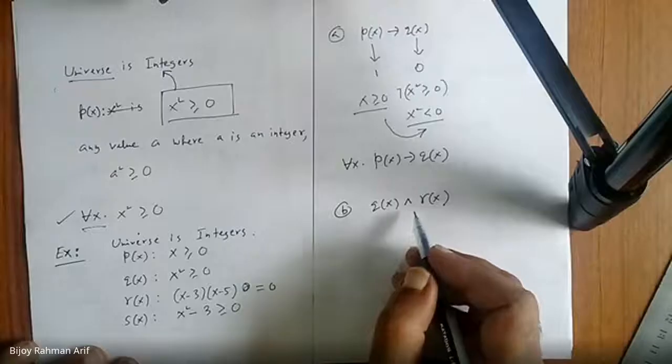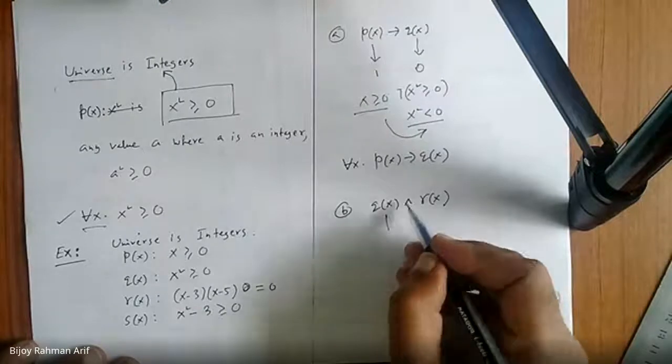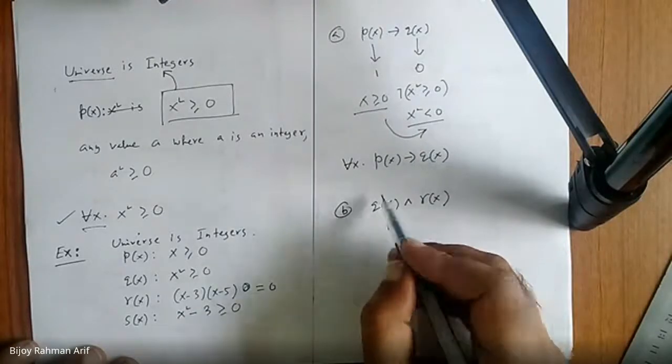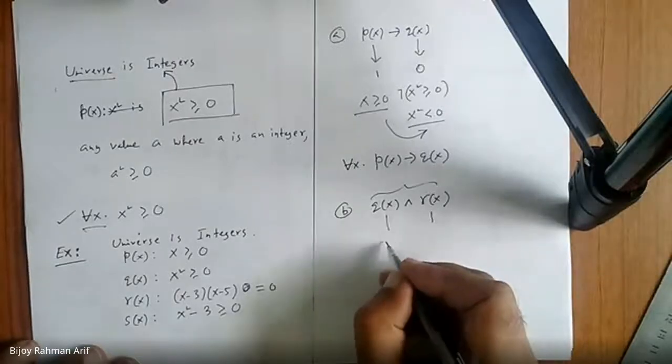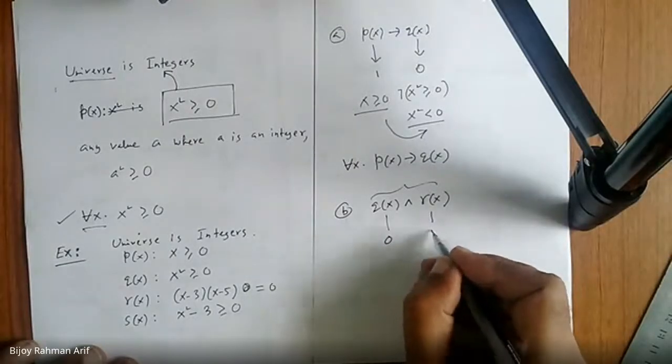Sir, tell me. Sum. Qx and Rx. Acha. When does this become false? When any of them is false. Any one of them is false. Either this one is 0 or this one is 0.